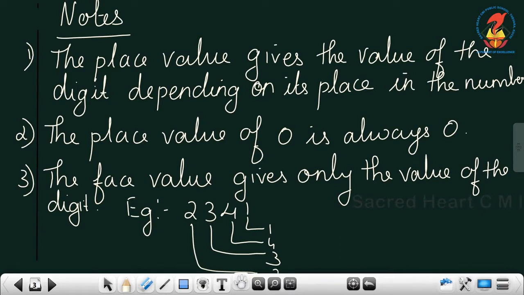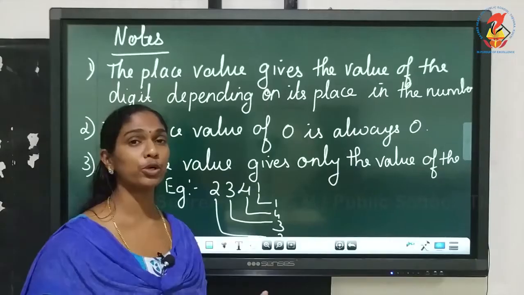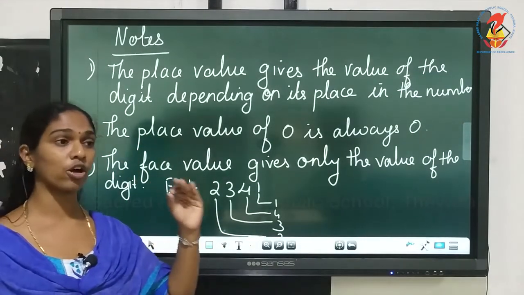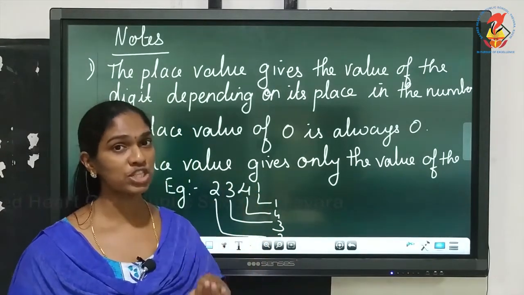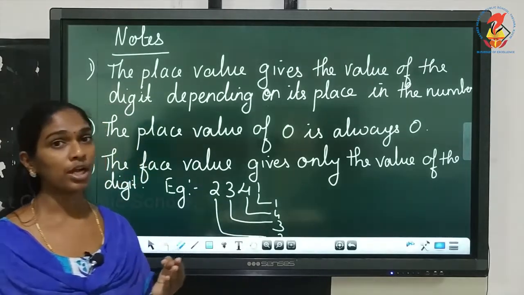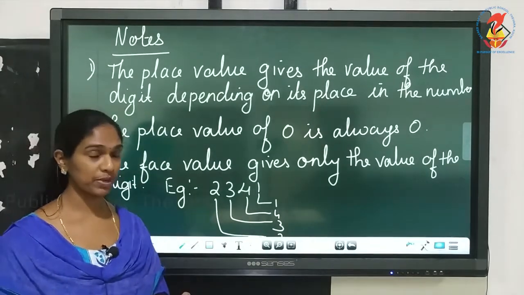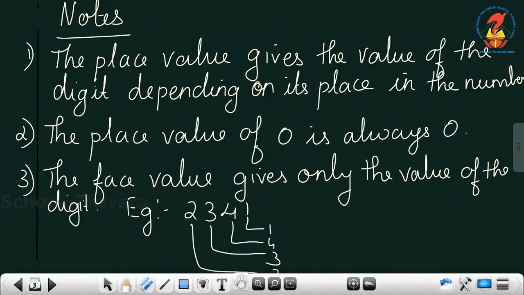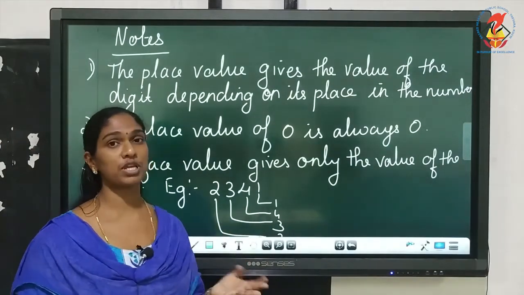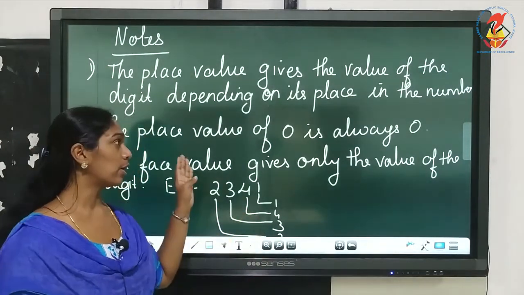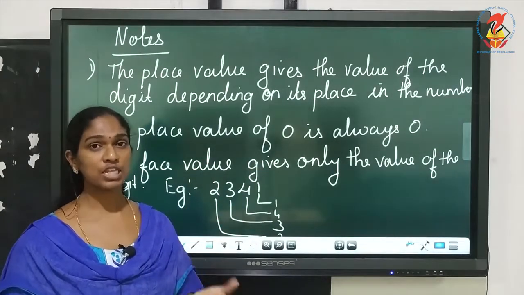First note, the place value. What is the definition of a place value? The place value gives you the value of a digit depending on its place in the number. I have already told you we write the place value depending on the place. So, you will see that particular digit is in which place, and then you will write the place value according to the place. Then second note, the place value of 0 is always 0, whether it is in the ones place, tens place, hundreds place, thousands place, doesn't matter, place value of 0 is always 0.